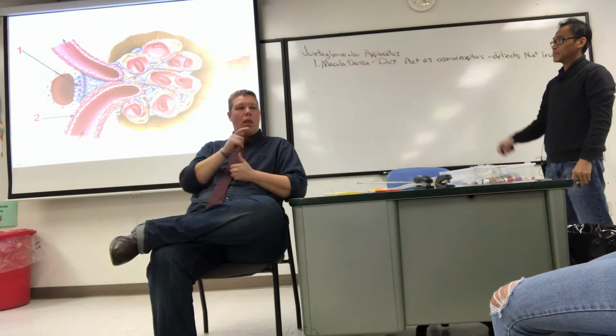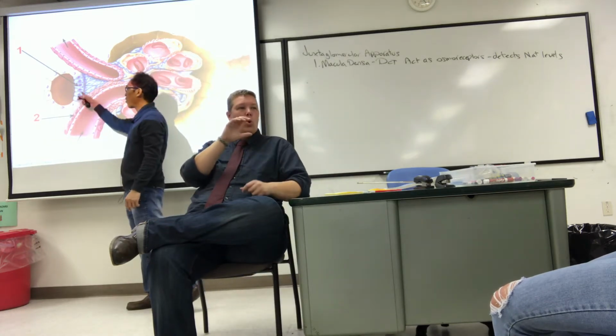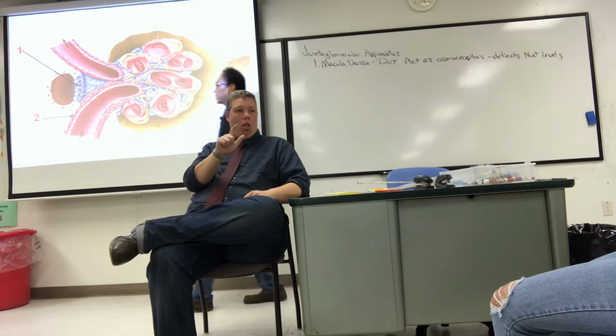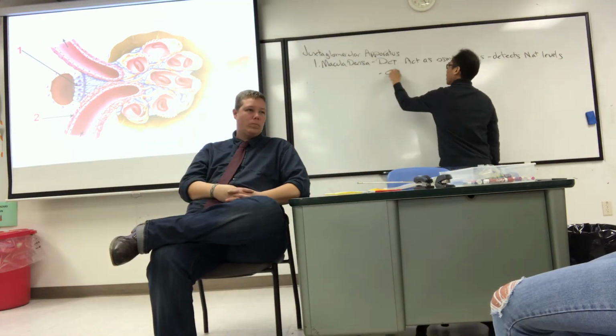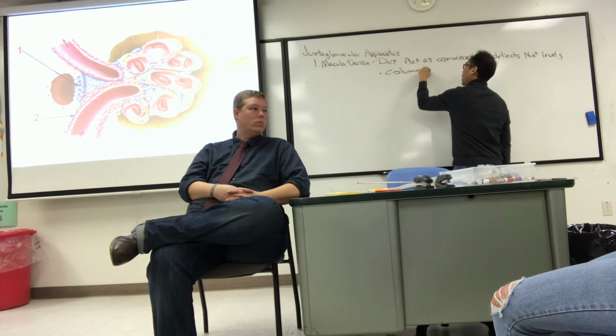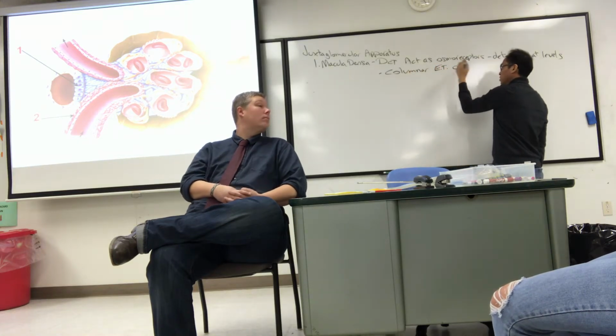They're basically columnar cells of the DCT, and they're tightly packed. Normally, cells in the DCT are cuboidal, but they're so tightly packed and large. They're identified as macula densa. They're columnar cells. I'm going to go columnar ET cells because let's remember the tissue type, epithelial tissue.